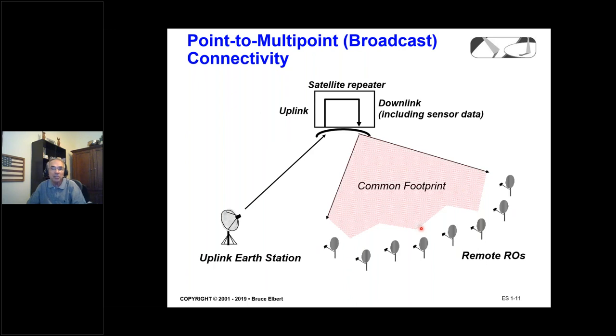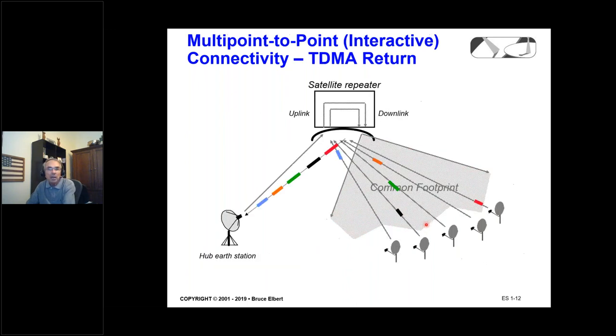Now we can still make this interactive, and we still do for multipoint to point or interactive. So we have the broadcast as before, and all these dishes are receiving the same signal, but they individually can transmit back packets of data. Now we call these bursts instead of packets because they are a period of time on the air, and then the rest of the time, nothing. All right, and we need to do it that way because those signals are on the same frequency, and if they arrive at the satellite at the same time, they'll jam each other.